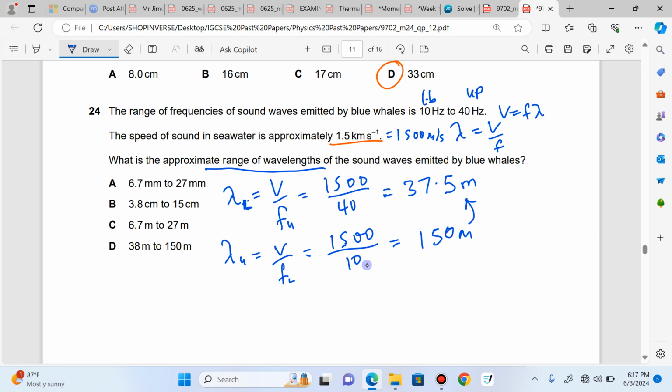So the range of wavelengths goes from 37.5 meters up to 150 meters. Yes, 37.5 is approximately 38. That makes B the correct answer to question number 24. We go straight to question number 25.